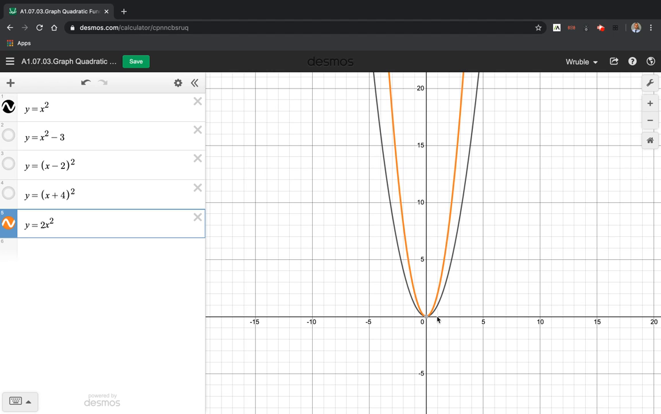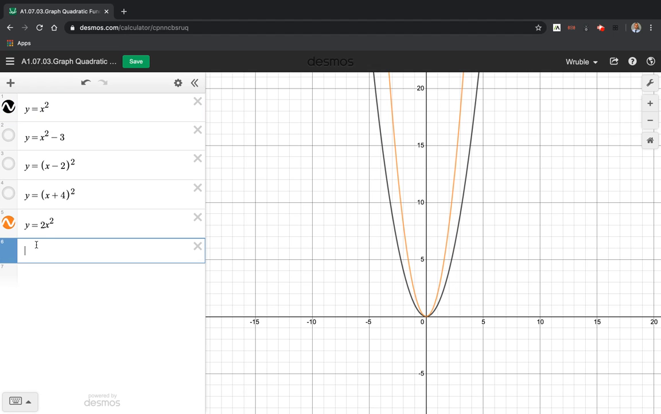So if we go over 1, so for the orange function, our point 1, 2, so we go over 1, up 2. For the parent function, that original point, let me click on it, 1, 1, so we go over 1, up 1. So that 2 value, we're actually multiplying by the y value.